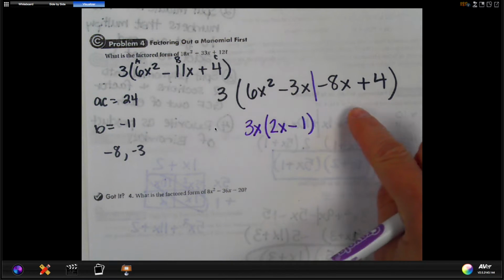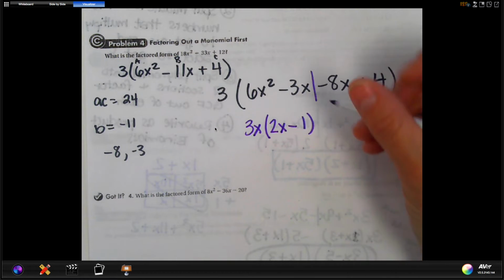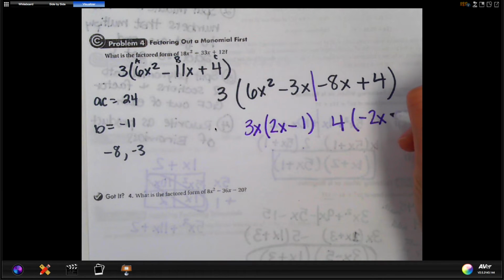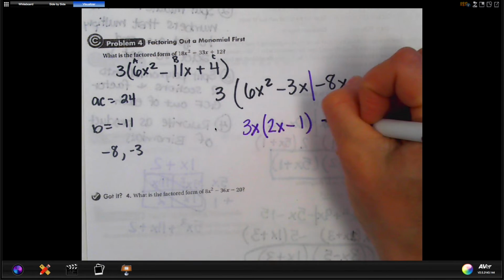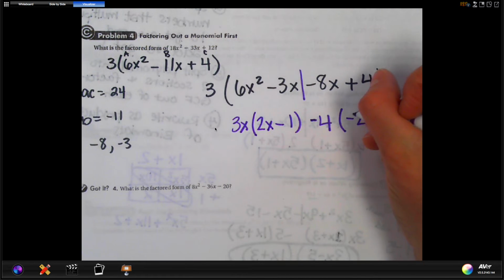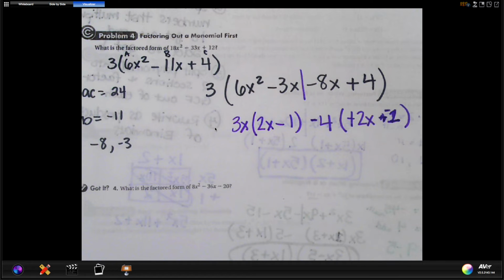Okay. What's the greatest common factor on the right side of negative 8x and positive 4? 4. So if I take out a 4, I'm left with negative 2x and positive 1. Wow, so it needs to be a negative 4. Good check on that. So if I take out a negative 4, now I have a positive 2x and a minus 1. See how we did that?